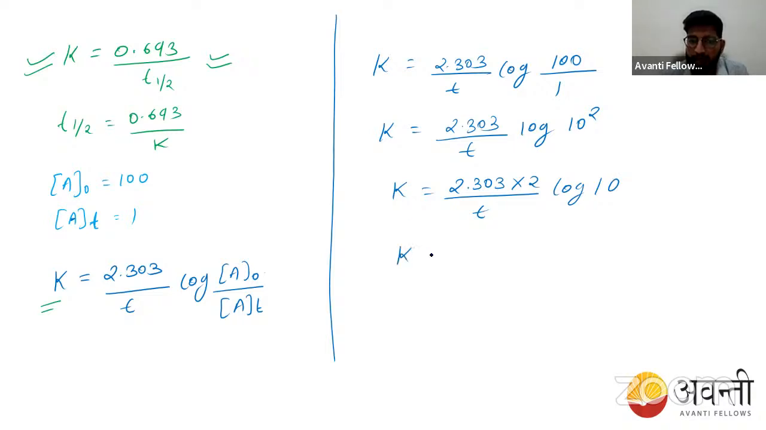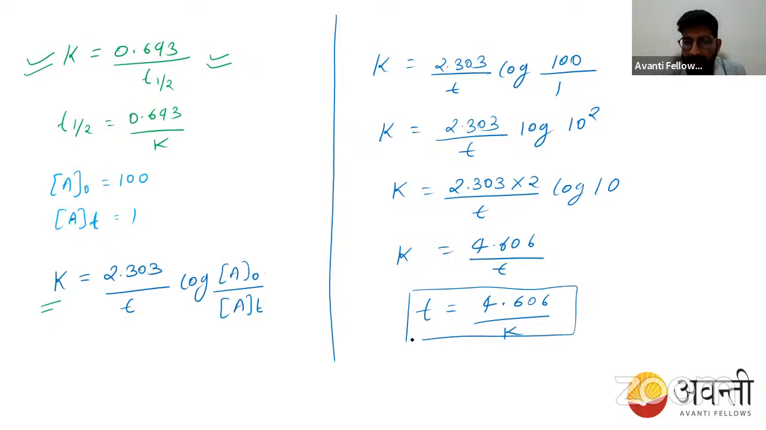So K is equal to 4.606 upon T, log 10 is equal to 1. So time required for this is equal to 4.606 upon K. So this is our answer. T is equal to 4.606 upon K. I think it's clear to all of you. Is this clear?